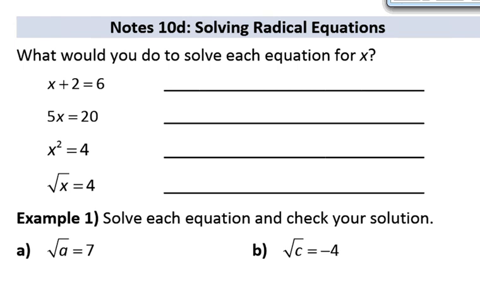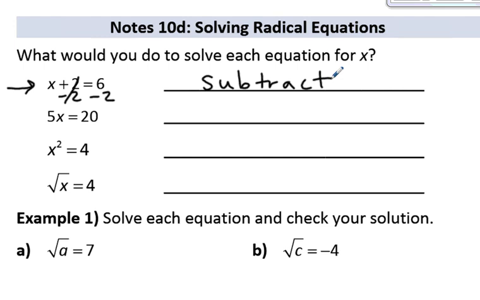Before we dive into radical equations, a brief overview of what it means to solve an equation. For instance, if we have x plus 2 equals 6, how would we solve for x? To get x by itself, we would subtract the 2 from both sides, and then you would get x equals 4. You want to do the opposite of what you see. You see addition, so you subtract in order to undo that addition.